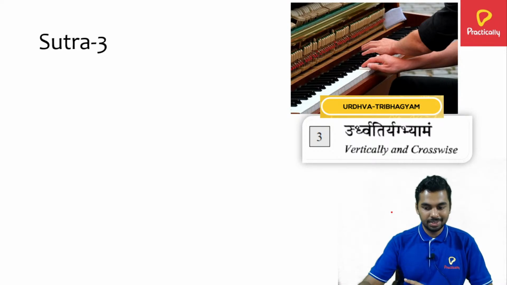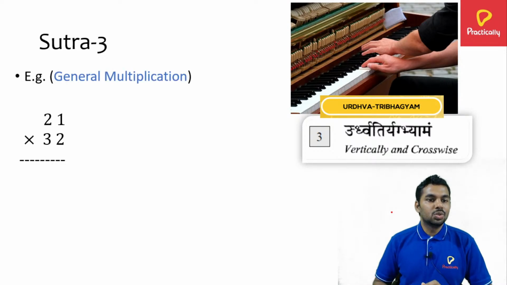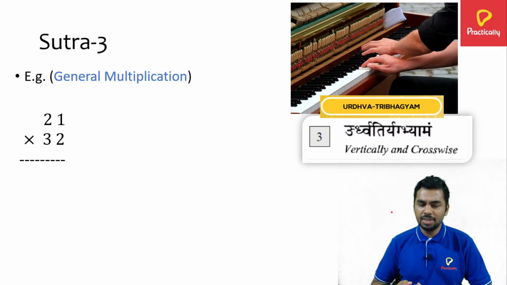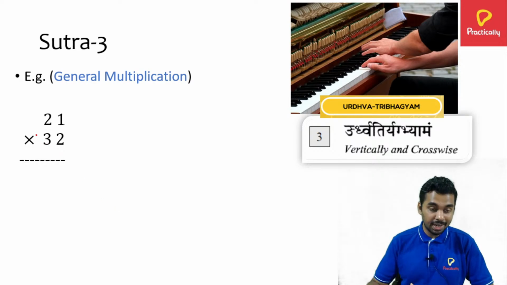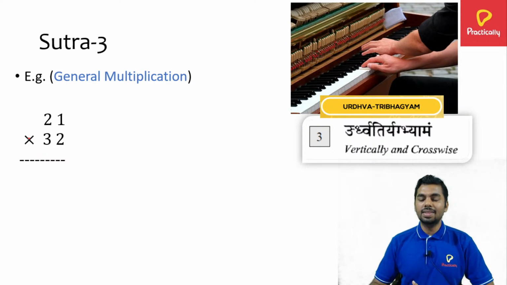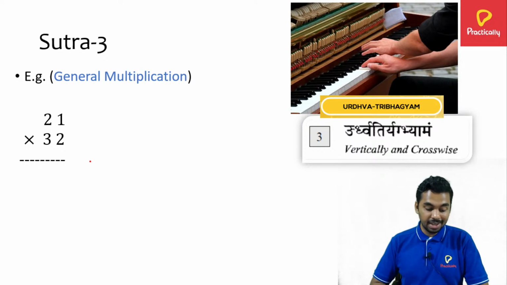All right. So sutra number 3 is the formula for general multiplication. We have already seen this. So I'm going to give this as an exercise for you. I'll give you exactly 15 seconds. Your time starts now. Solve 21 multiplied by 32 using vertically and crosswise. All right, let me see who has the fastest finger or fastest mental calculation here.